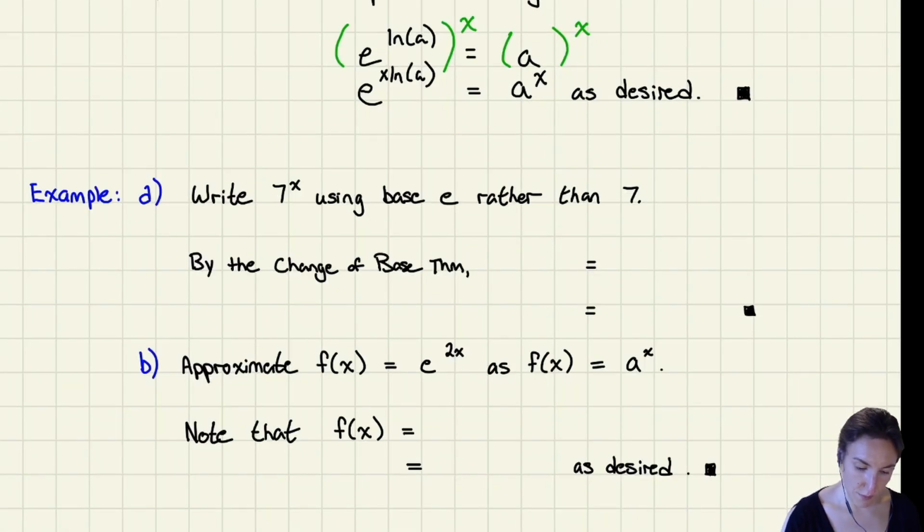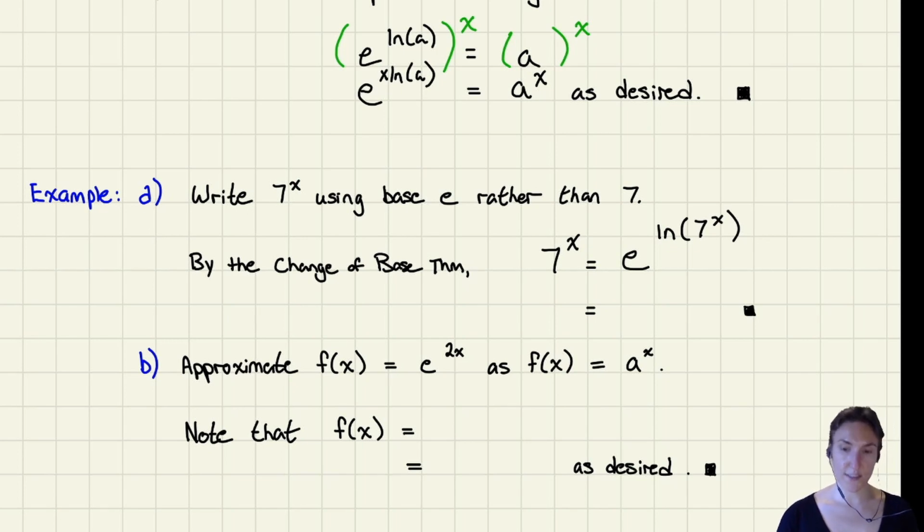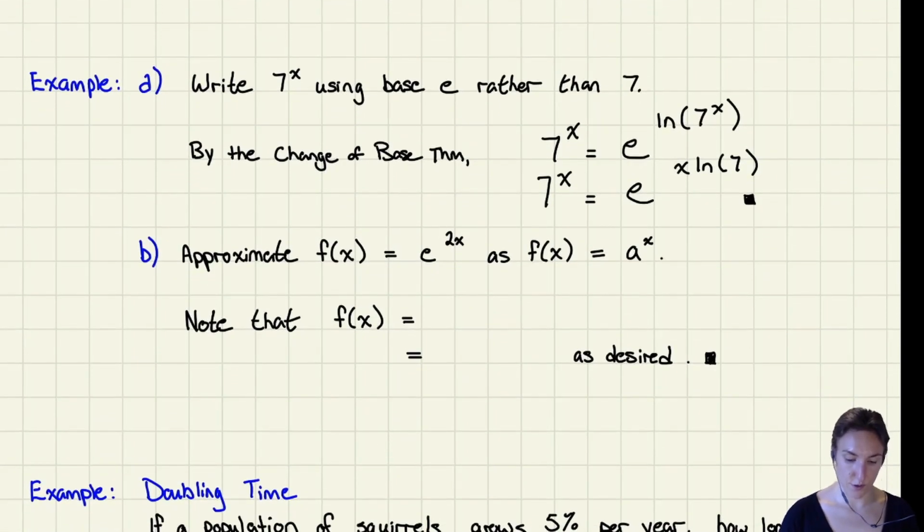If I have 7 to the power of x, I think about going e to the ln of whatever the thing is that I want to change. So we have 7 to the x, we take the e and the ln of the 7, and then we get e to the x ln 7, and then that's our expression. So that's typically how this is used.